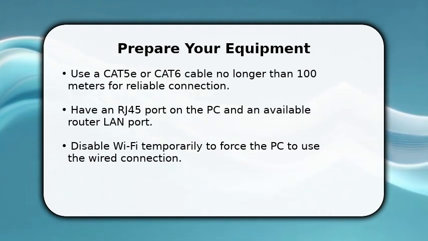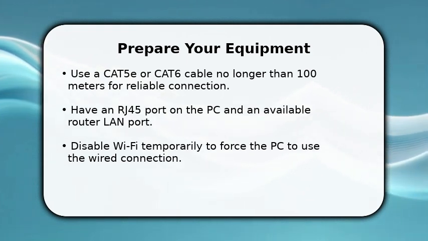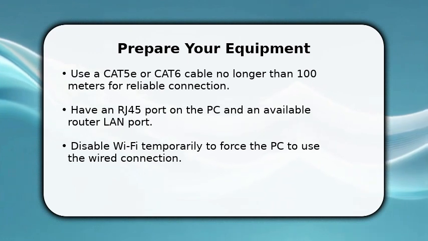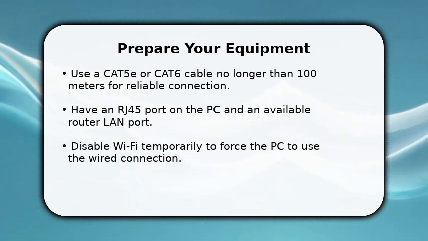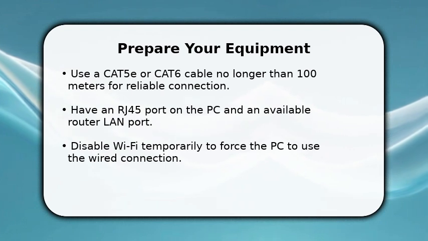Power on the PC and router before connecting the cable. If the router is managed, note any VLAN or port labels that may affect the link. Disable Wi-Fi temporarily on the PC to ensure the wired link is used.